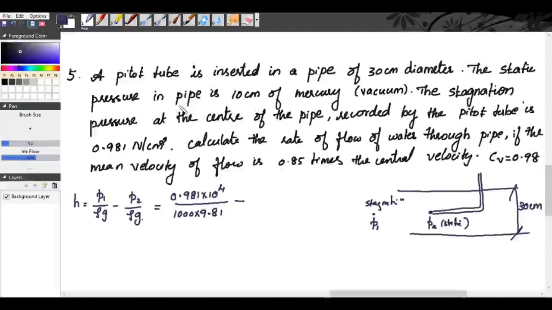The static pressure in the pipe is 10 centimeter of mercury vacuum. That means 10 centimeter of mercury is your pressure head, that is P by rho G. So P2 by rho G is minus 10 because it is vacuum. So it is minus 10 centimeter of mercury, so it is minus 0.1 meter of mercury.